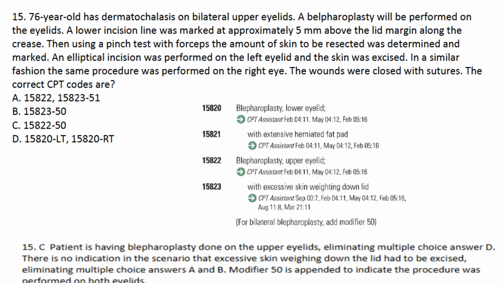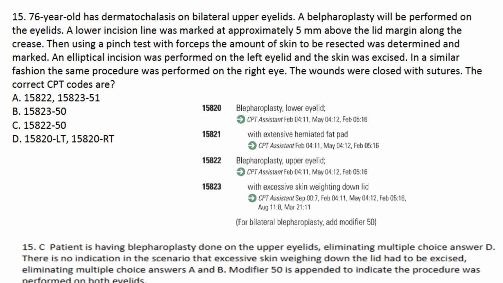A 76-year-old has dermatochalasis on bilateral upper eyelids. The blepharoplasty will be performed on the eyelids. The lower incision line was marked at approximately 5 mm above the lid margin along the crease. Then using the pinch test with the forceps, the amount of skin to be resected was determined and marked. An elliptical incision was performed on the left eyelid and the skin was excised. In a similar fashion, the same procedure was performed on the right eye. The wounds were closed with suture. What is the correct CPT code?